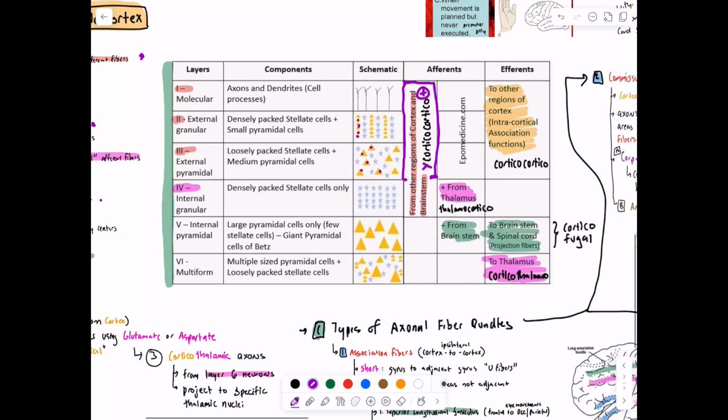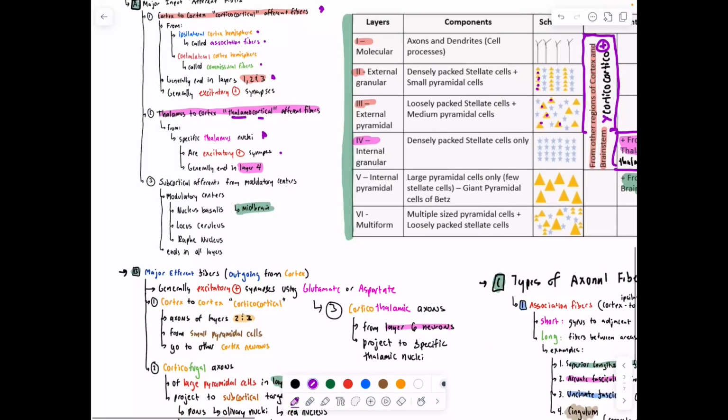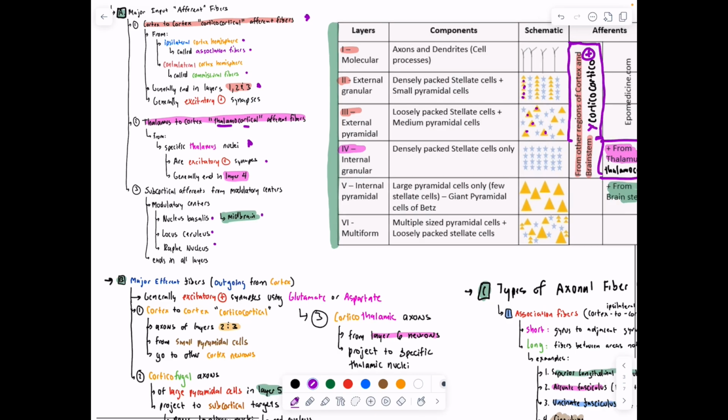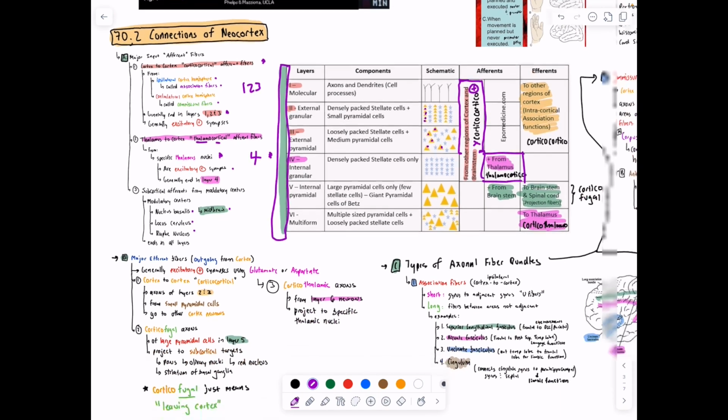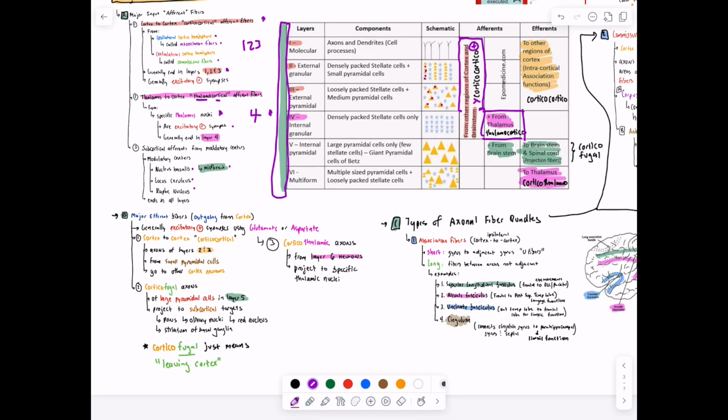They're also stimulatory. They generally end in layer 4. All right, so thalamus to layer 4. And then we have subcortical afferents from different modulatory centers, which we have listed here. I don't think we've ever had too much detail in these other than midbrain, but we were told in lecture that inputs from modulatory centers are going to go to all the different layers. All right, but cortex to cortex, 1, 2, or 3. Thalamus to cortex is 4. Again, this is input, afferent fibers. All right, so not too bad, hopefully.